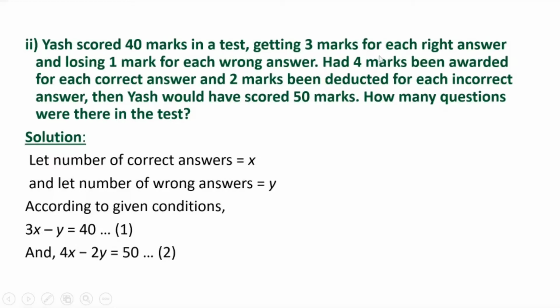Exactly the same way, had 4 marks been awarded for each correct answer, then he would have got 4x marks. But had he attempted y questions incorrectly, then 2 marks are deducted for every wrong answer. So 2 into y, that means 2y marks are lost. So the total marks he gets is 4x for the correct answers minus 2y for the wrong answers. Our total marks is equal to 50. This is the second equation.